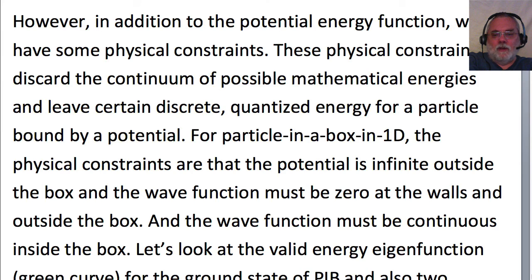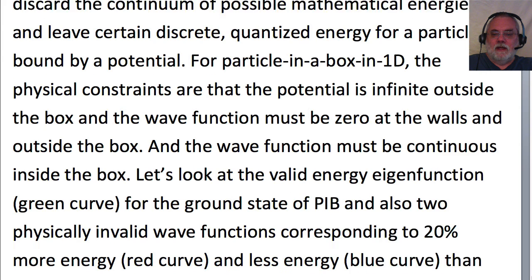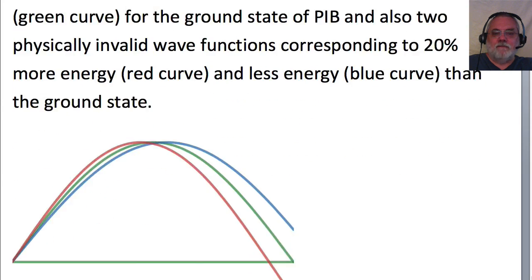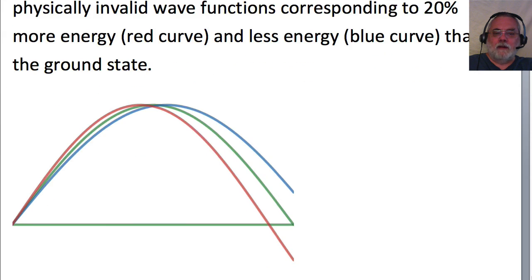For a particle in a box in one dimension, the physical constraints are that the potential is infinite outside the box, the wave function must be zero at the walls and outside the box, and the wave function must be continuous inside the box. Let's look at the valid energy eigenfunction, which I'm going to show as a green curve, for the ground state of a particle in a box, and also two physically invalid wave functions corresponding to 20% more energy, the red curve, and 20% less energy, the blue curve, than the ground state.